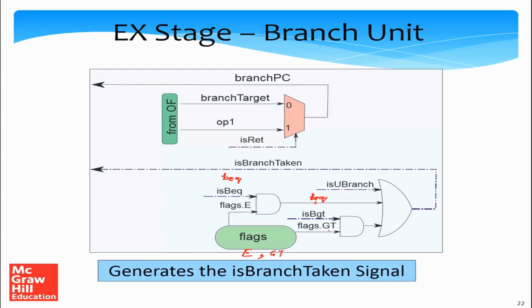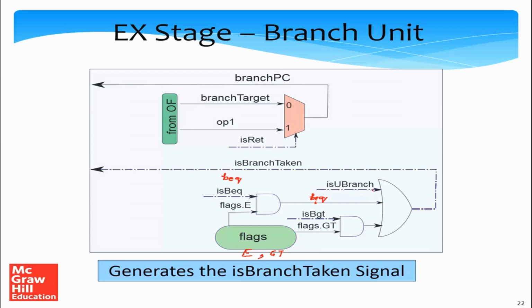Similarly, we can do the same for the BGT instruction. We can see if the current instruction is a BGT or not. This signal is set by the control unit, and the value comes from the flags register. So we do an AND. The output of the AND gate tells us whether the instruction is BGT and the last comparison resulted in a greater than. Only if both of them are true is the output true.